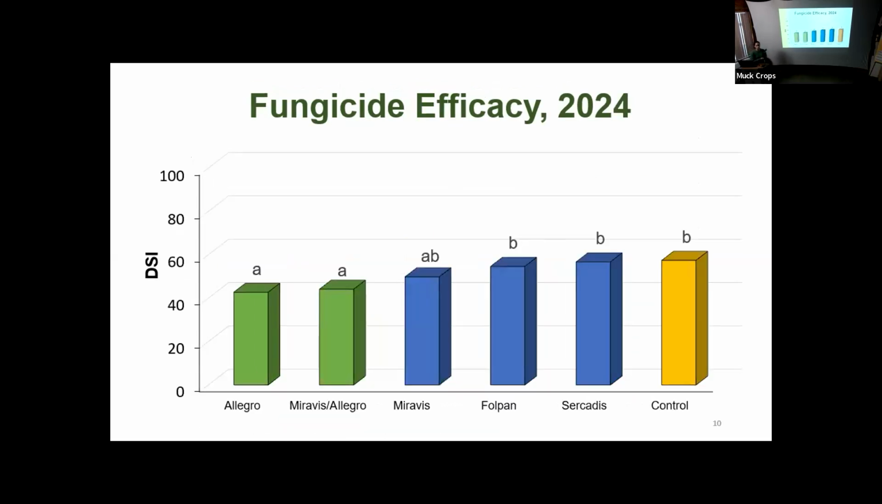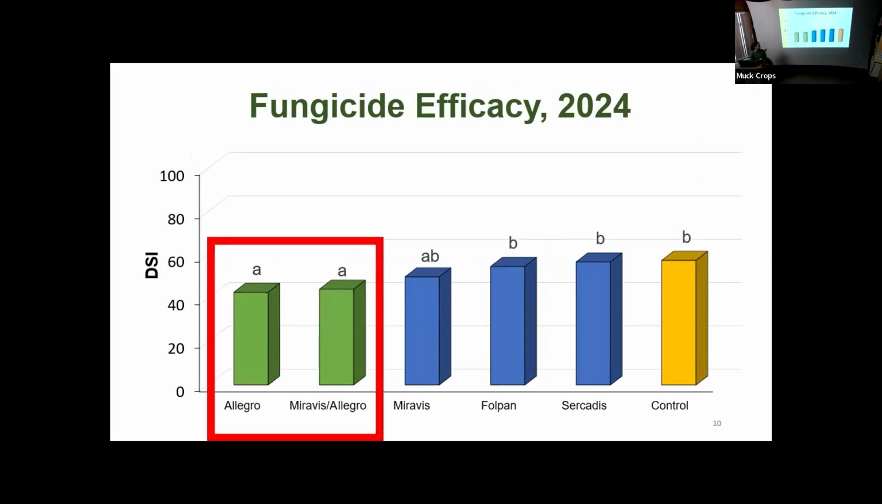So in 2024, we had a similar trial looking at Allegro, Miravis Duo alternated with Allegro, Miravis Duo on its own, then Fulpan and Circadus. So similar to 2023, we see that Allegro and then also Miravis Duo alternated with Allegro provided some suppression of Stemphylium, but we see less of a reduction in disease with Miravis Duo alone this year. And then we don't see any reduction with Fulpan and Circadus.